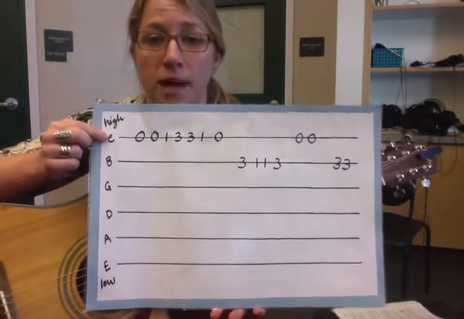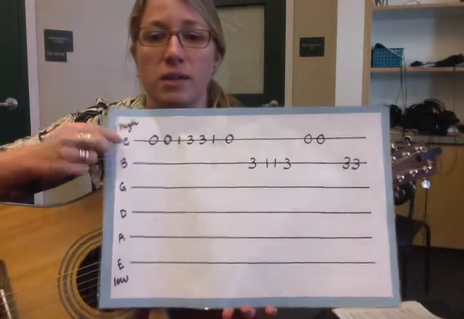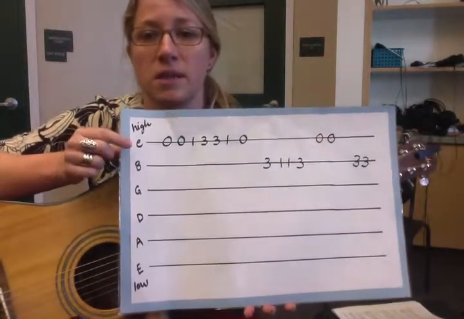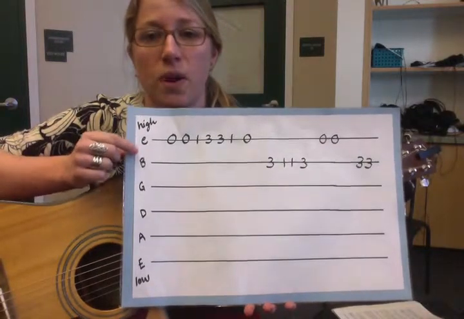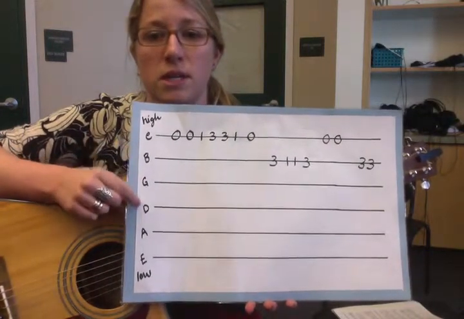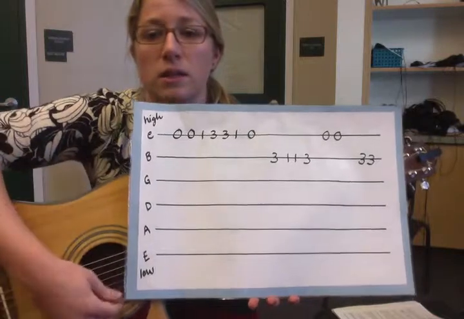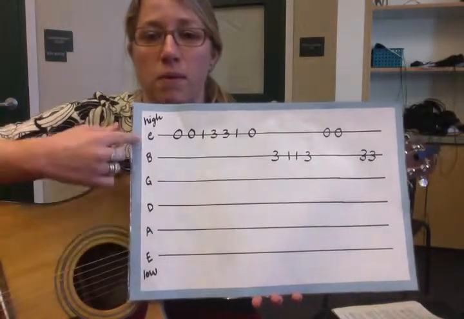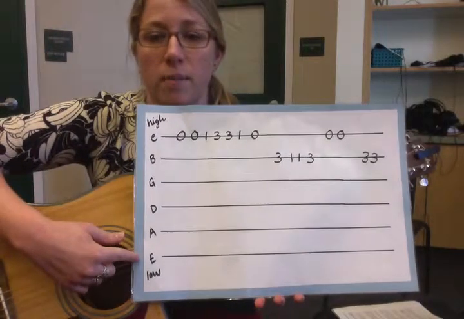The top line represents your high E, so the very highest sounding string sits on top. And then it just follows from there: B, G, D, A, and then low E sits on the very bottom of your tab diagram.